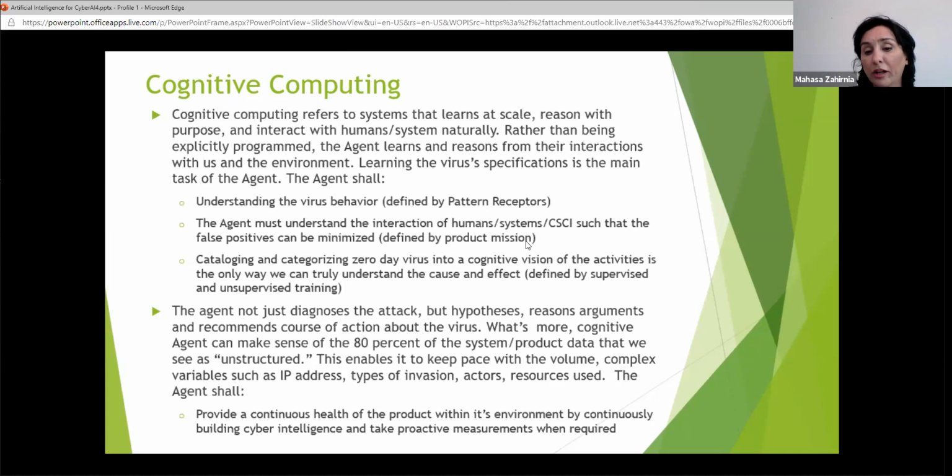The agent not only does a diagnosis, but it also provides recommendations and course of action. And more of a cognitive approach, we like to use the 80-20% rule, where 80% of the data that it is consuming, it understands and identifies, and the other 20% that are unstructured, it formulates an objective and delivers those objectives to the customers. And this agent is really the health monitor of the product inside the product, and it will take proactive measurements as needed.